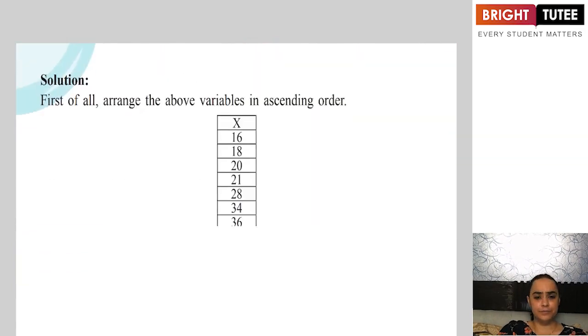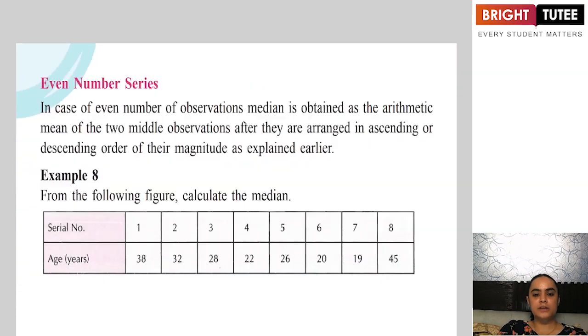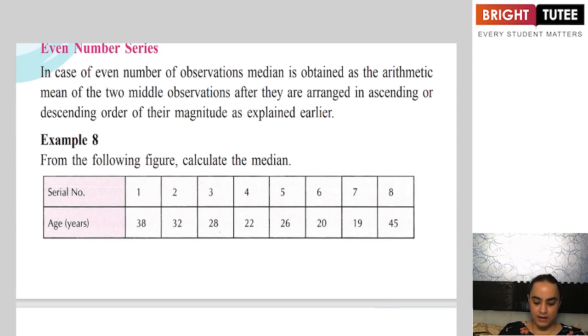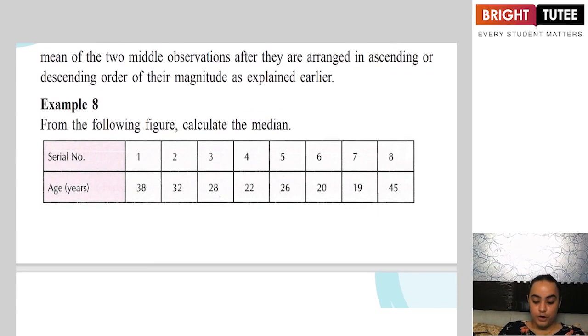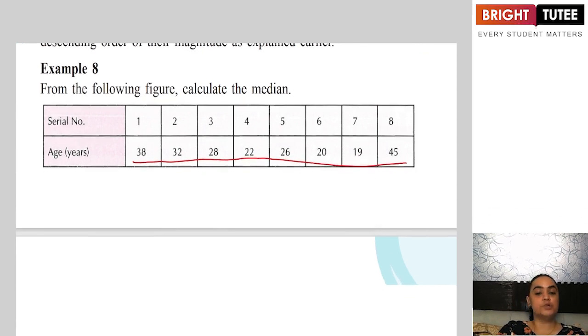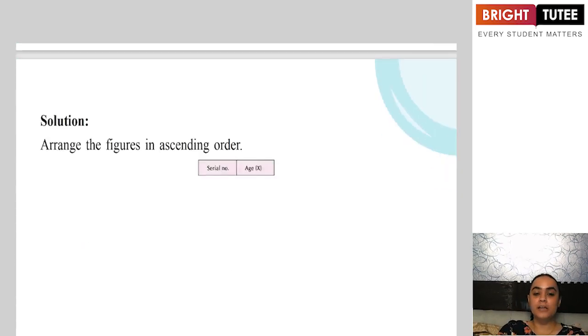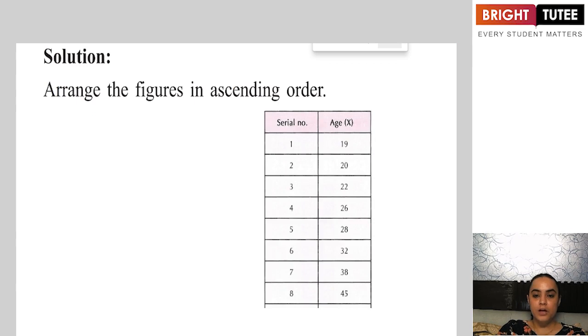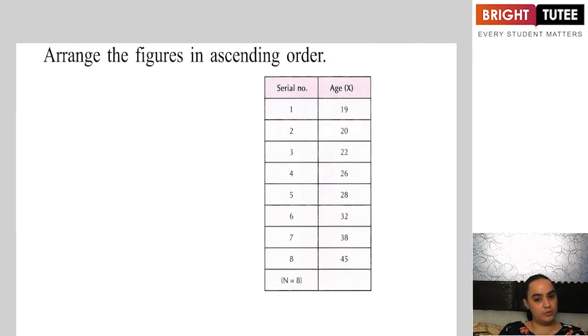What if your series is even in number? Now, you have the ages which are given to you. You can very clearly see that the ages are not arranged. So the first thing you will do is to arrange them in either ascending or descending order. So we've arranged the ages in ascending order: 19, 20, 22, 26, 28, 32, 38 and 45.